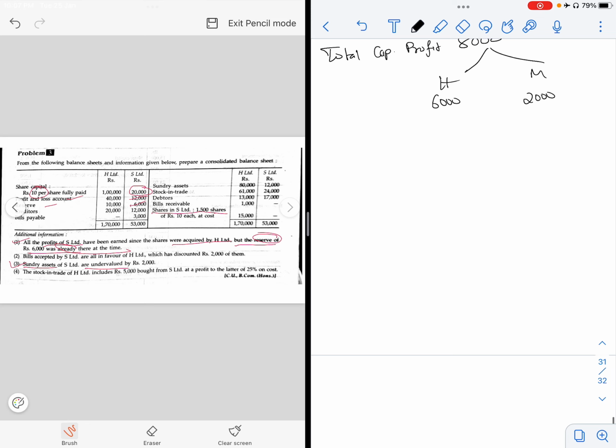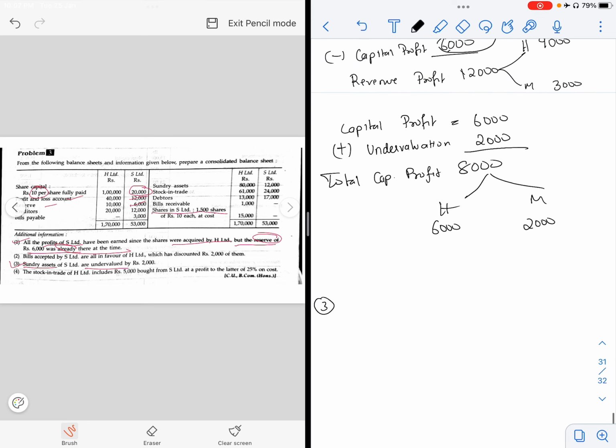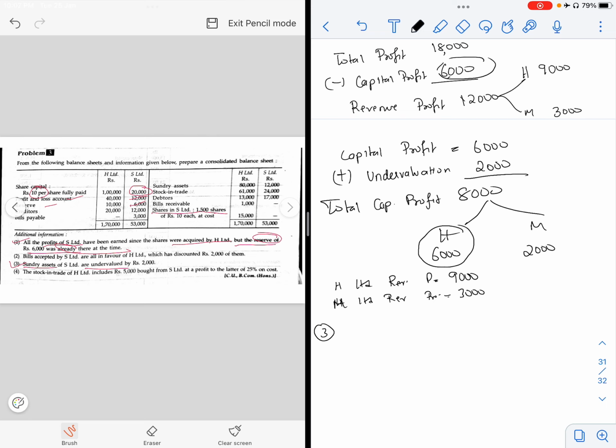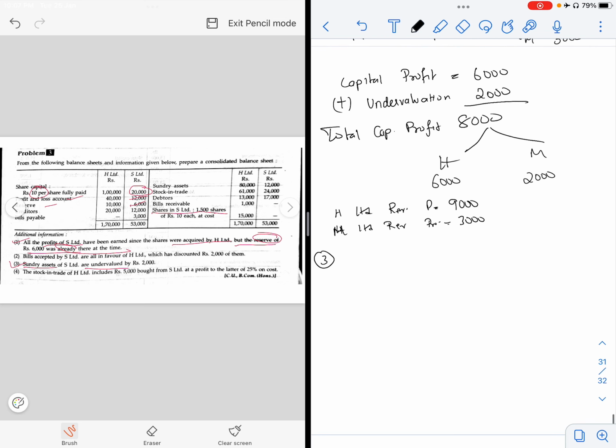Next, minority interest. For H Limited, revenue profit is 9,000 and capital profit is 6,000. For the minority share, revenue profit is 3,000 and capital profit is 2,000.